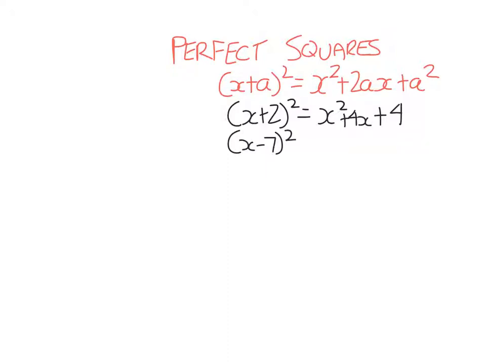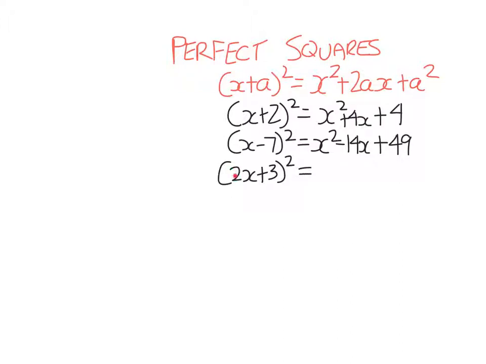So let's say we have x minus 7 all squared. Square the first, square the second. Now, minus 7 squared is still a positive. So we get positive 49 at the end. So what goes in the middle? 2 times negative 7 times x. So this time it will be a negative in the middle. It'll be negative 14x. So like the difference of two squares rule, this still works even if it's non-monic.